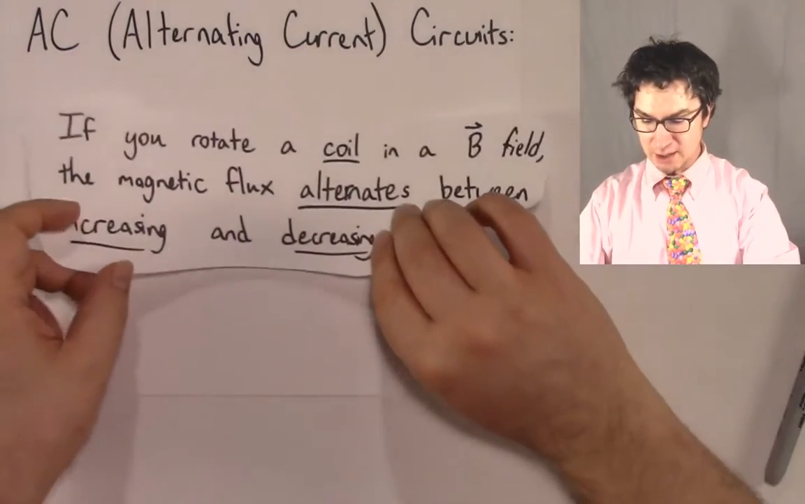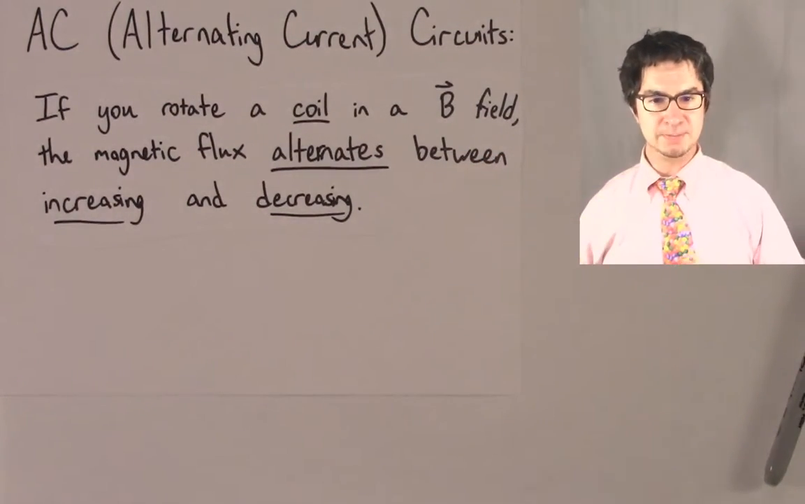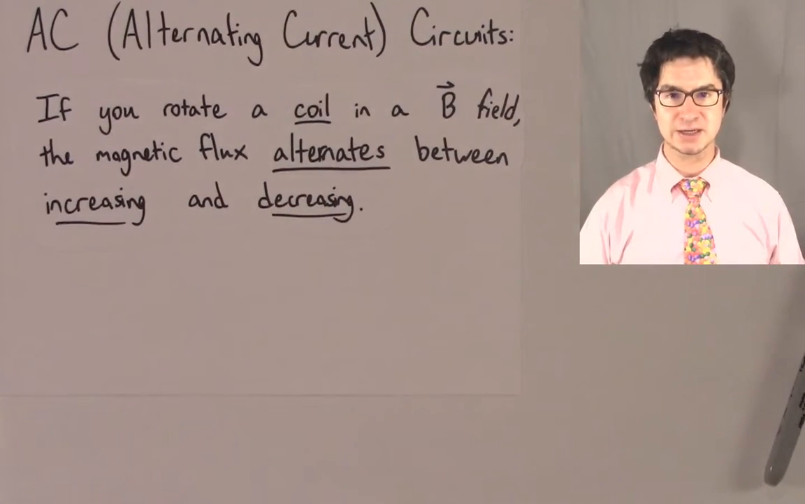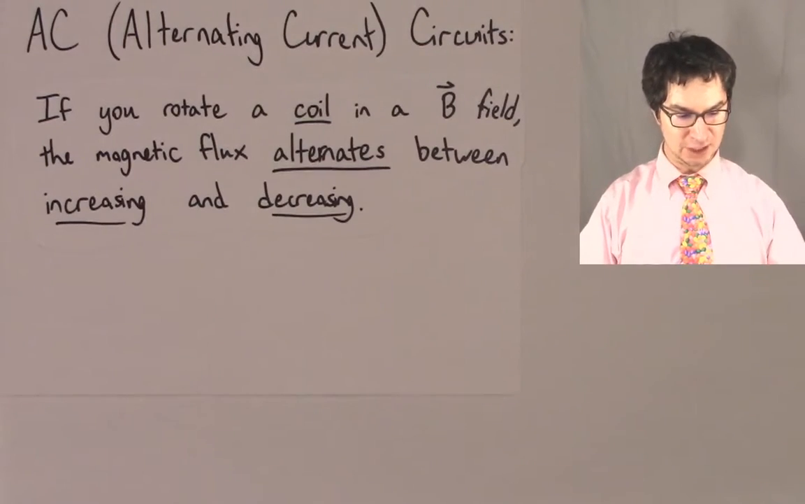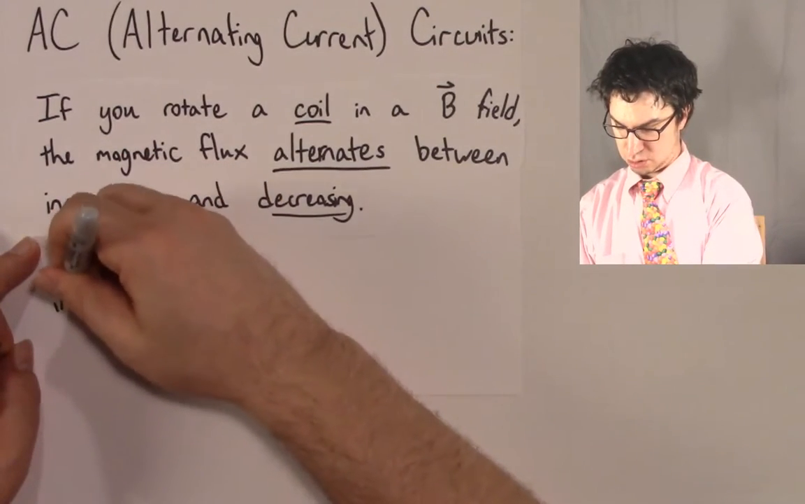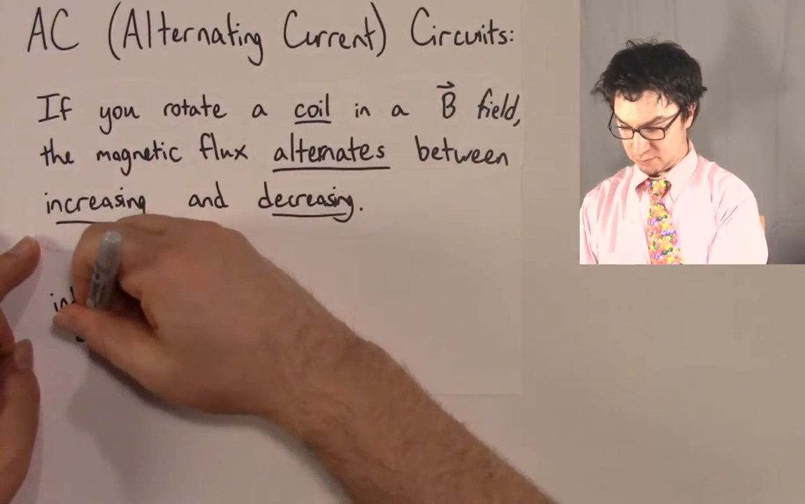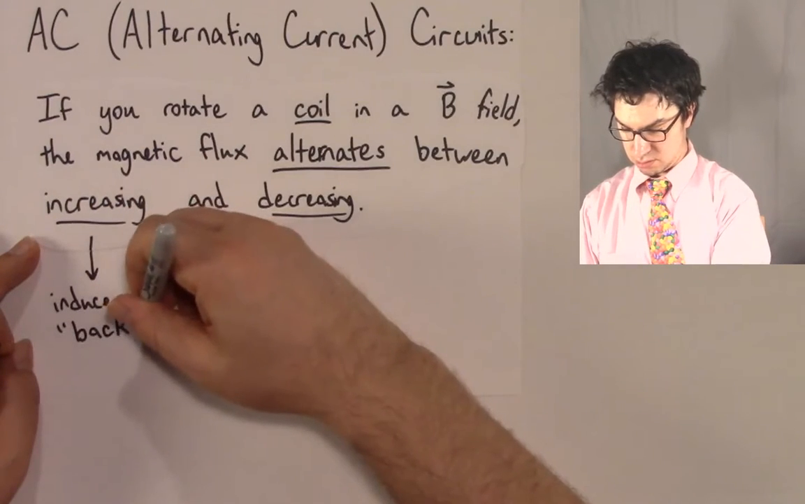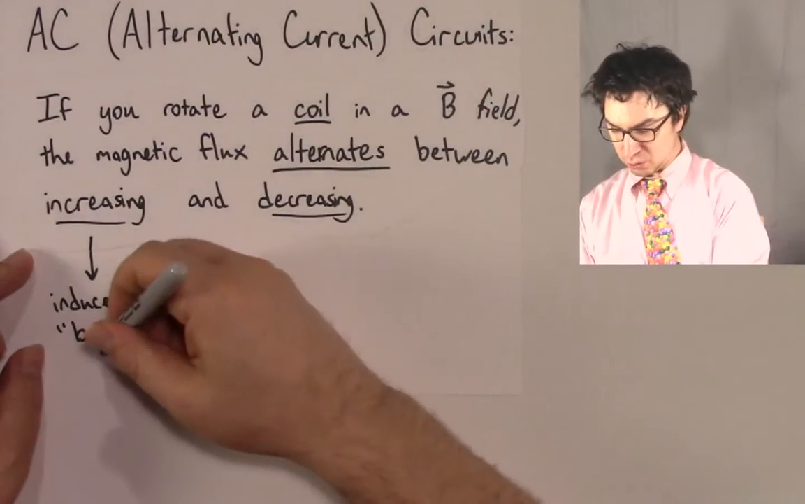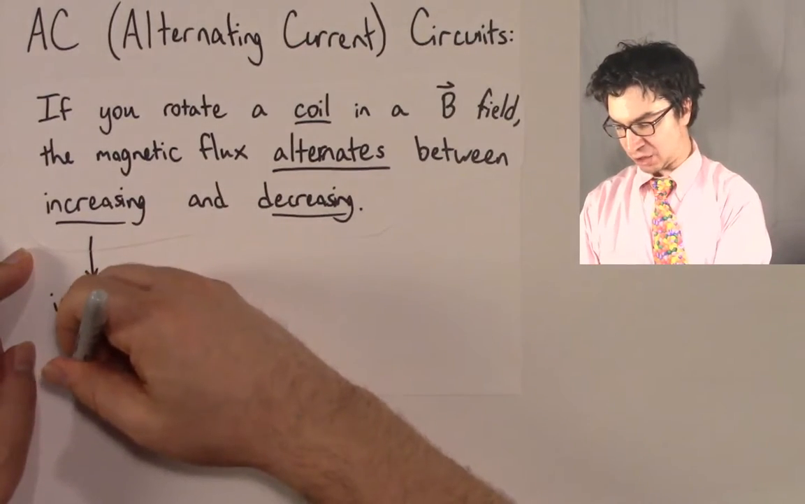When we have that increase and decrease in flux, if you go back to Faraday's law, you can simply state that if you rotate a coil, so this represents our coil here, in a B field, the magnetic flux alternates between increasing and decreasing. Okay? So let's say the magnetic flux is increasing. This is going to induce an EMF, and you might call it a back EMF, because it opposes the change that produced it. And that's going to create a current. So if it's a back EMF, we might call it a back current.